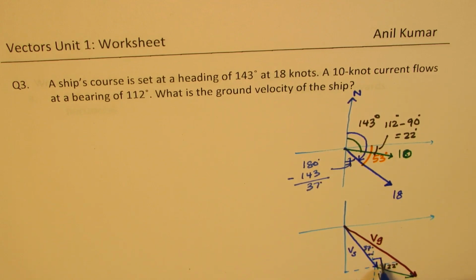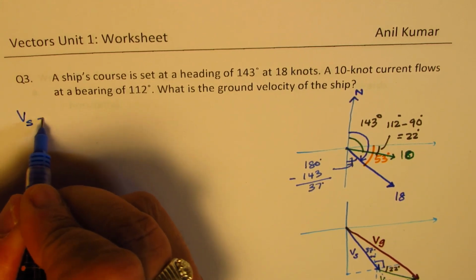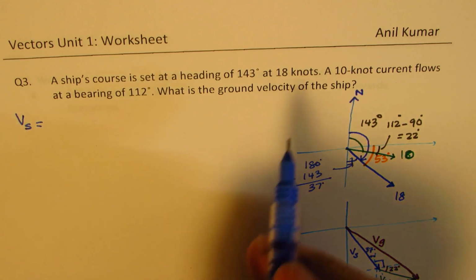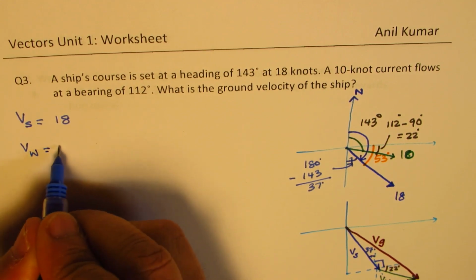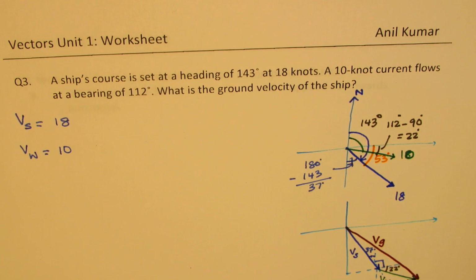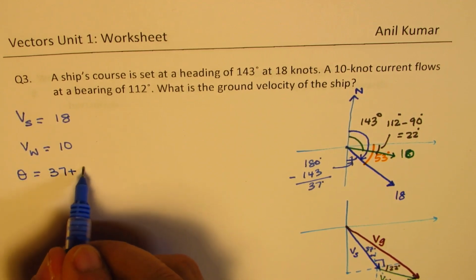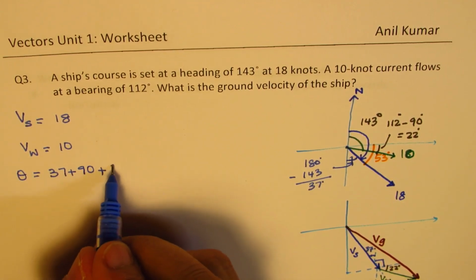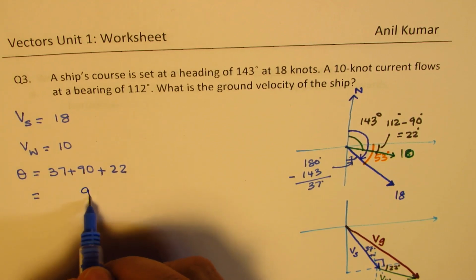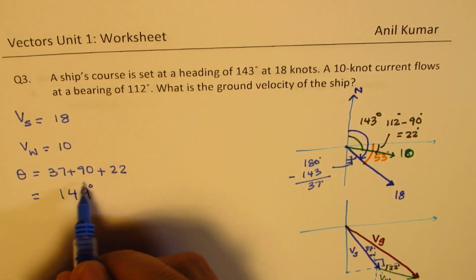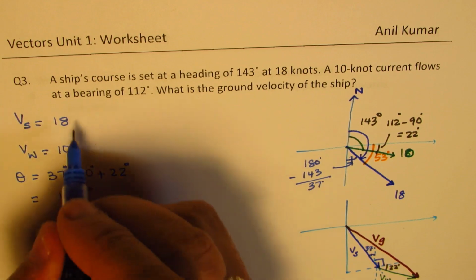Now we have a 90 degree in between. So the angle in between these is, so we have, let's write on. So the velocity of the ship is given to us as 18. Velocity of the wind is given to us as 10. I'm not writing the units. And the angle in between, as shown here, is 37 plus 90 plus 22. Correct? So that is the angle in between. So let's add this up. 9 and 11 and this 14. 149 degrees. Is that clear to you? So that is how you can find the angle in between. Correct? Okay.